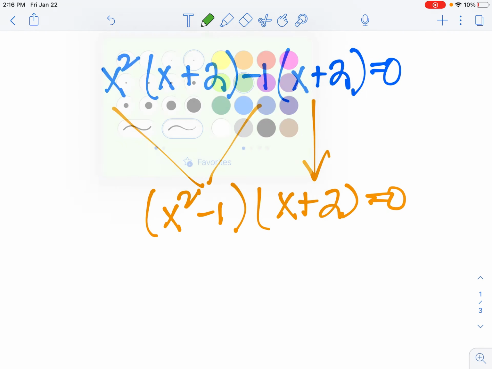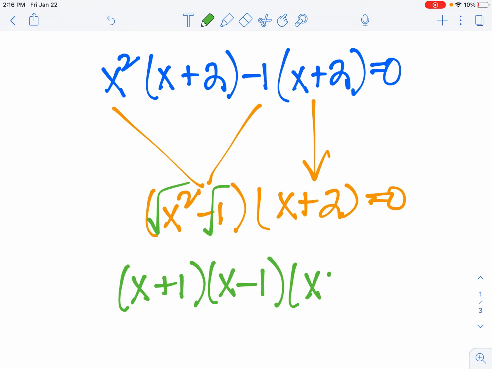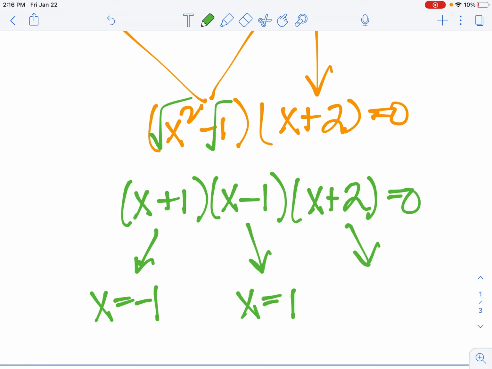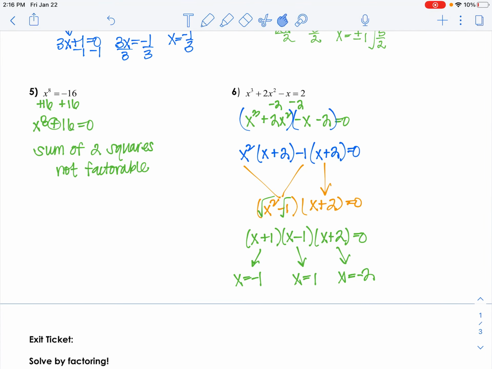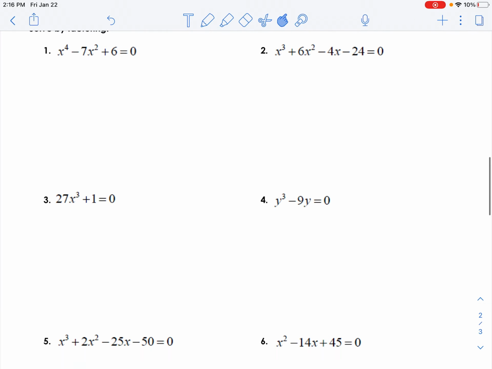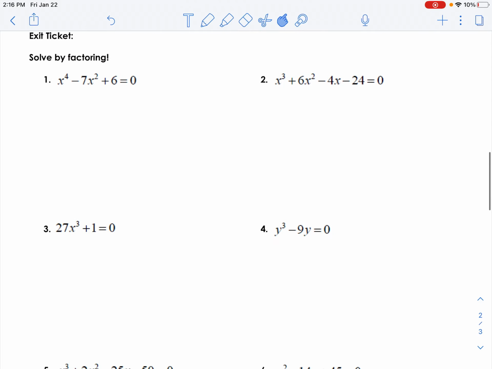Now hopefully we see that we can square root this first one, right? That'll get us x plus 1, x minus 1, and x plus 2. So now we set those equal to 0. This will get me x is negative 1. This will get me x is positive 1. This will get me x is negative 2. Okay, use those examples to help you do these 6 exit ticket questions. If you're in class, ask questions tomorrow if you need any help.